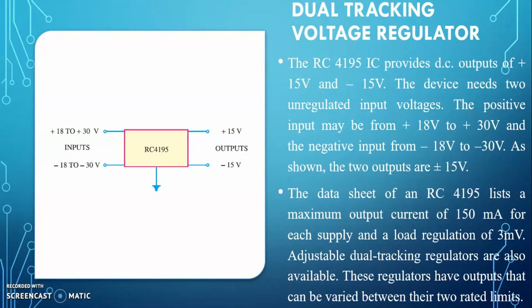The adjustable dual tracking regulator is also available. This regulator has outputs that can be varied between their two rated limits.